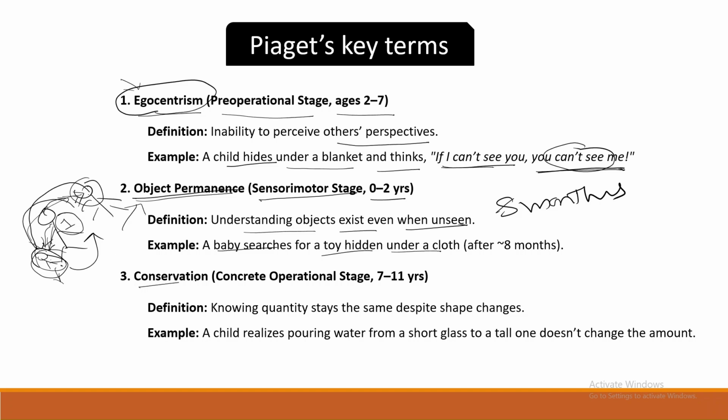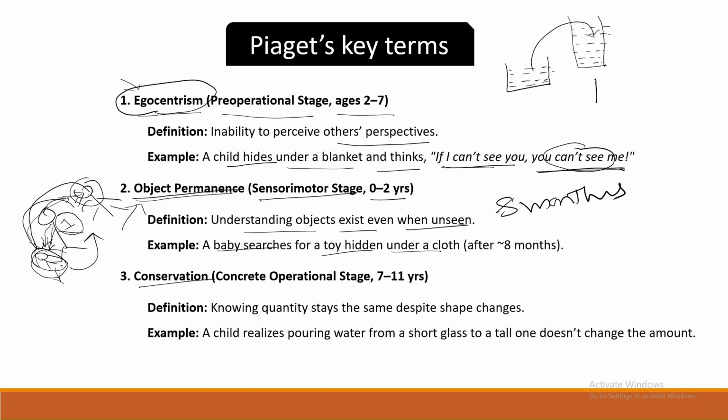Next, conservation. What does conservation mean? For example, this is a glass, and the glass is full of water. Here is another glass that is wider, and this glass's width is less. The same water is poured into the narrow glass, and the water comes up to this level.